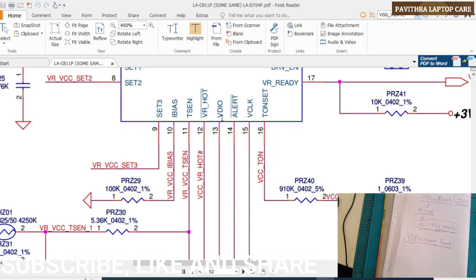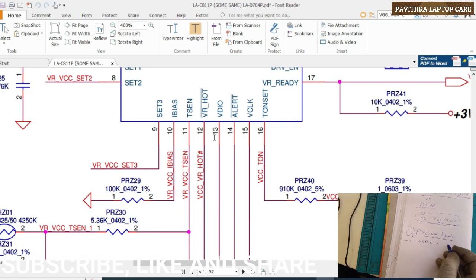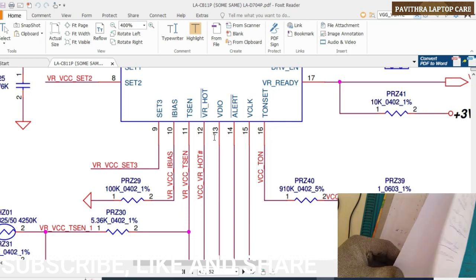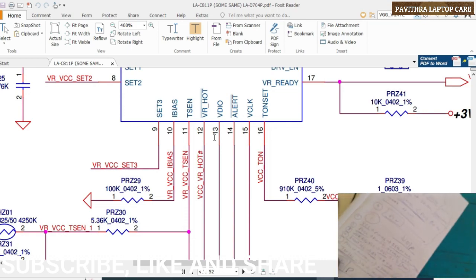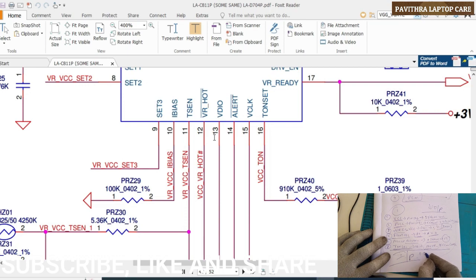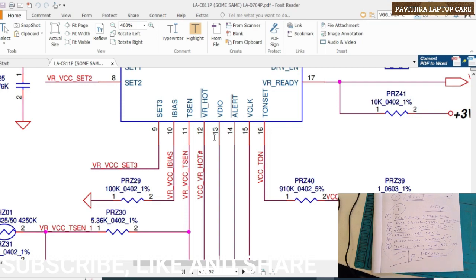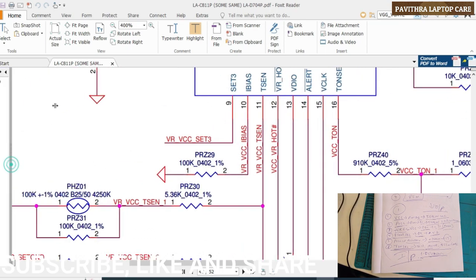Okay, processor signals. What are those? Pin number 13. What is it? VDIO. Okay, it's getting 1.05 volts always. It's getting 1.05 through a pull up. See, this one is in the input section, this one also we note down, because here it is 1.05 volts always. Okay, this also we have to check whether this voltage is getting or not.